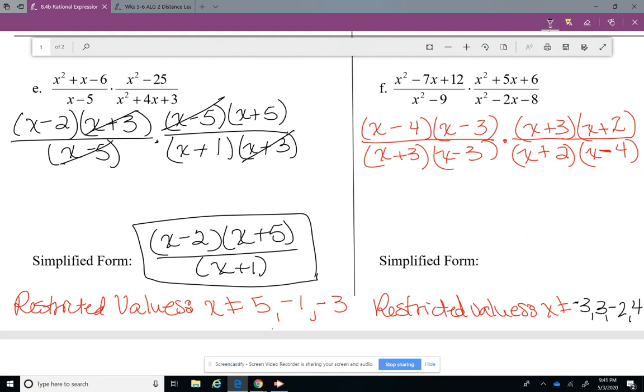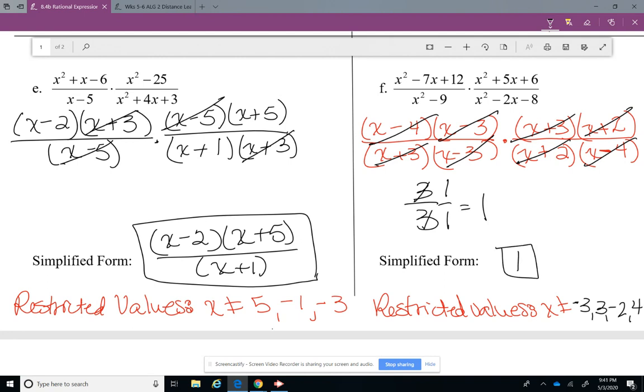Now let's go cancel. The x minus 3's cancel. The x plus 3 and the x plus 3 cancel. The x plus 2 and the x plus 2 cancel. The x minus 4 and the x minus 4 cancel. And your answer is not 0. Because remember, if you were canceling 3 over 3, 3 goes into 3 once and 3 goes into 3 once, you still have a 1 for your answer. And that is your answer for this one. When you cancel those out, there's always a 1 sitting up there, wherever you want to put it, in front of everything. So that's your simplified answer.